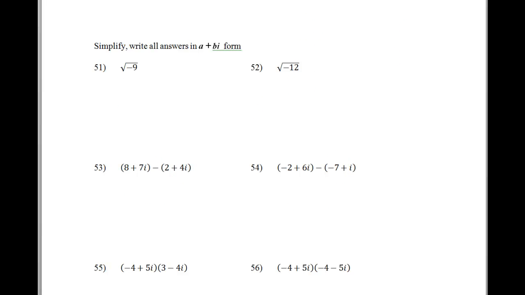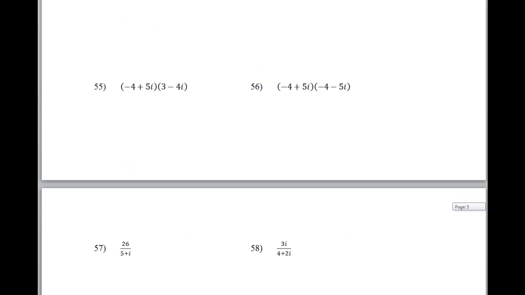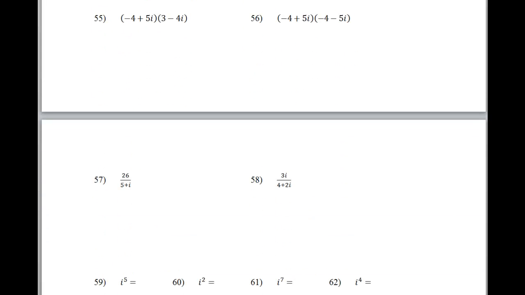Now, in the next two problems, we're going to do a little bit of FOIL. And the FOIL is going to be very important because we're going to use that for problems 57 and 58. In this problem here, what we will do is some FOIL. Negative 4 times 3 is negative 12. Negative 4 times negative 4i is positive 16i. 5i times 3 makes a positive 15i.